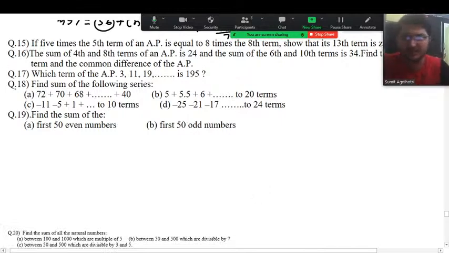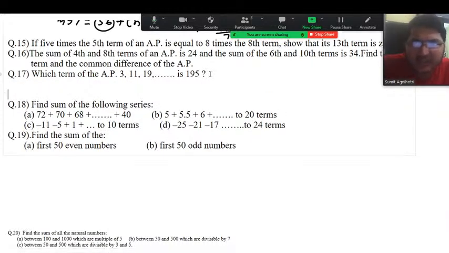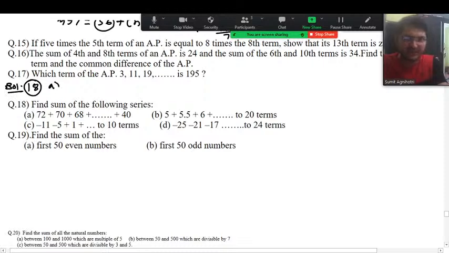From question number 18, we are starting with the questions based on sum. Up to 17, some questions use the sum approach, like 16, but most questions up to 17 are based on the nth term. Now we are considering question number 18 onward, which are based on the sum approach. I'm going to help you with part 18a and we'll leave the others up to you.